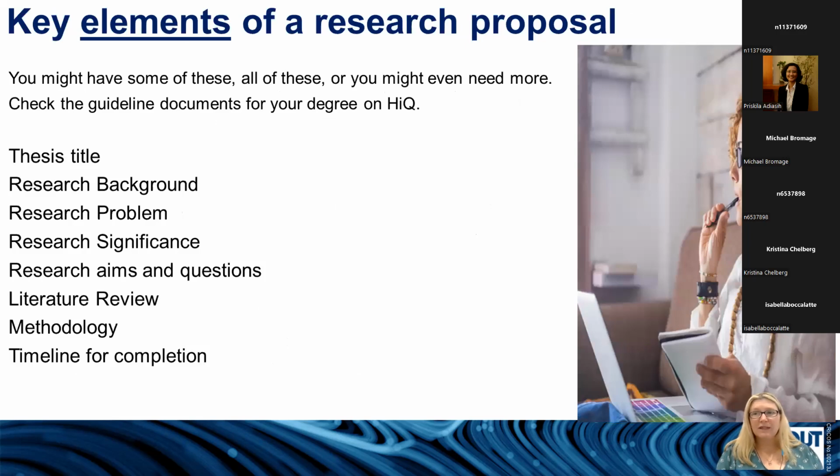So let's have a look at the key elements. Most research proposals would require this information. The subheadings that you use might be different. You may put research aims and questions separately. The order might be different to this as well, but it's good to know that you have these main subheadings covered.